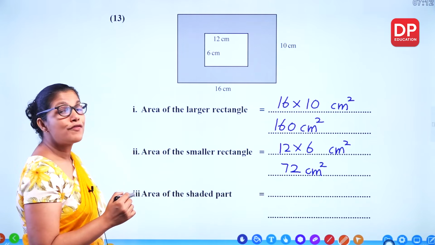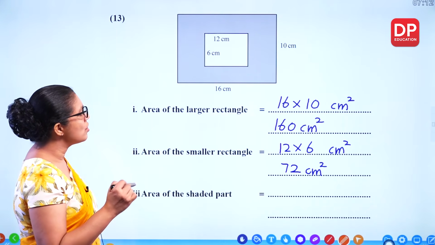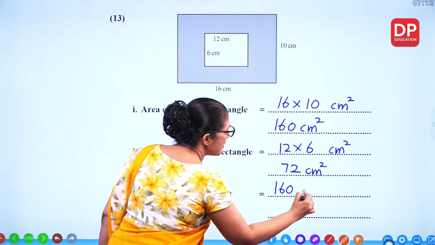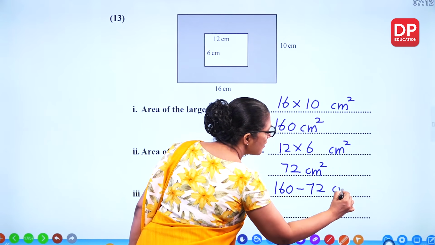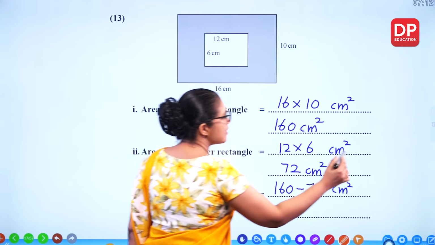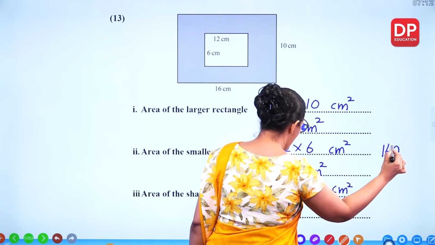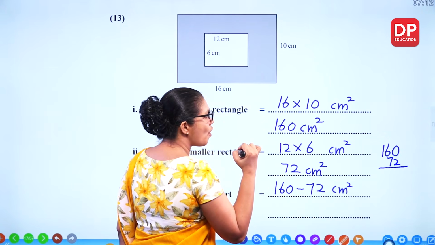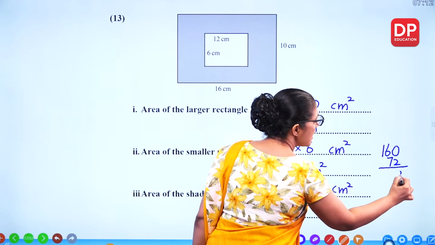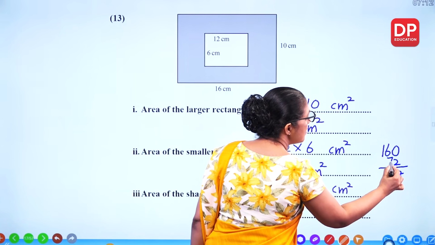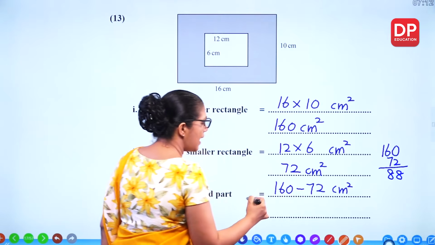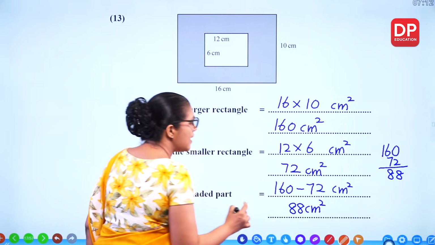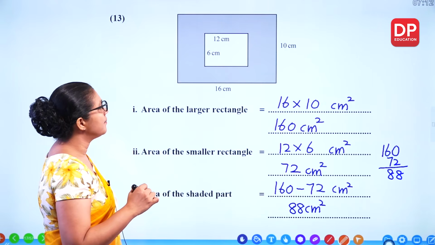Then for the area of the shaded part, you have to subtract. So 160 is the larger one and subtract the smaller one. Now we'll subtract. It's easy to subtract when you write in a column. So subtract 72 from 160, you get 8 and here becomes 8. 88 square centimeters is the shaded area.